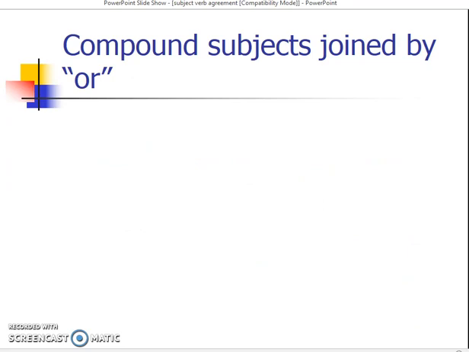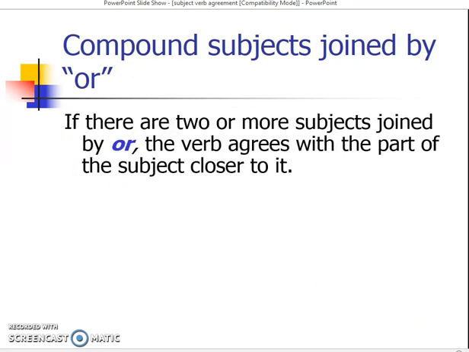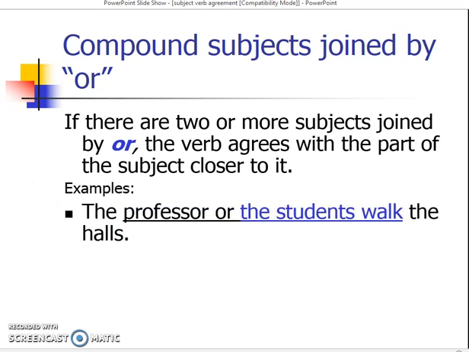Now, it's a little bit different if you have a compound subject joined by or. If there are two or more subjects joined by or, the verb agrees with the part of the subject closer to it. Example, the professor or the students walk the halls. In this sentence, notice that students is literally closer to the verb walk. And so, since there's an S here, there's not one here.